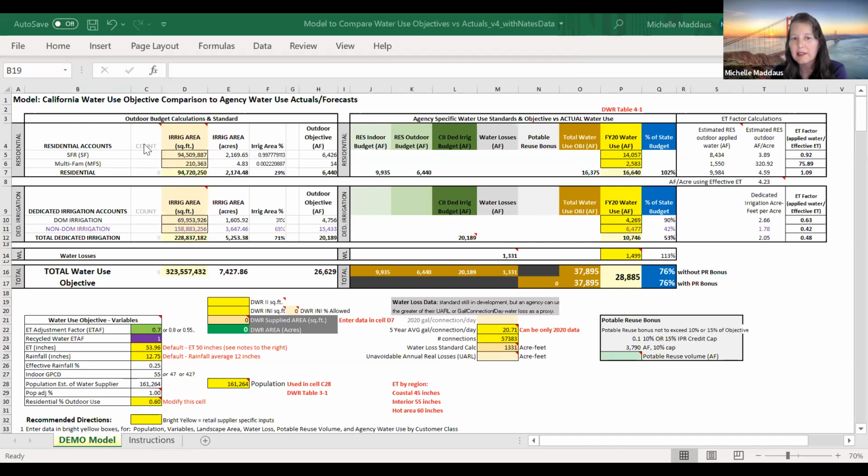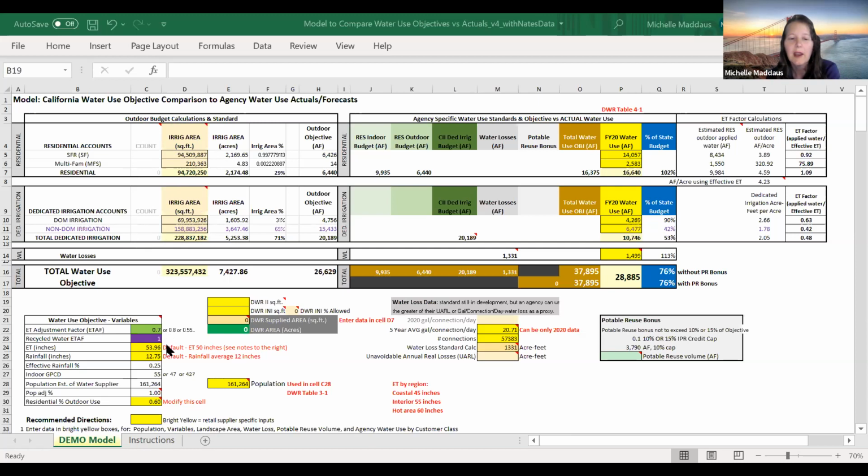So again, this is information that would have been either done by your agency and/or if you got data provided by DWR. If you don't know this information or don't have it, then breakout room number 1 is probably for you, but we will be going over this section. The next section is dedicated irrigation accounts. You may or may not have that information. If you don't, again, we'll leave it blank. If you do, we'll show you how to input that.